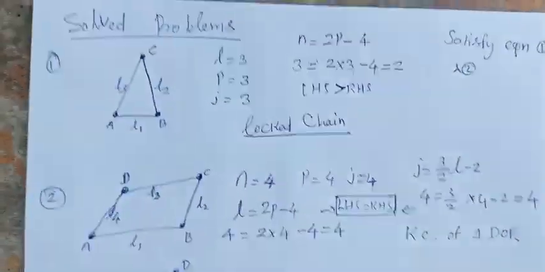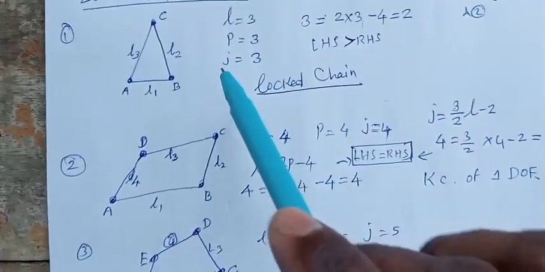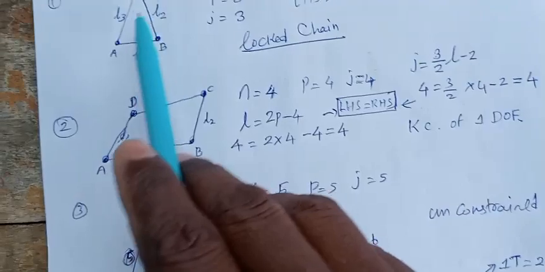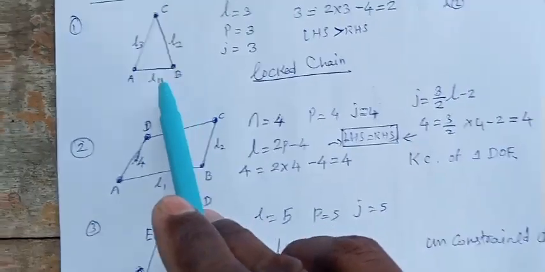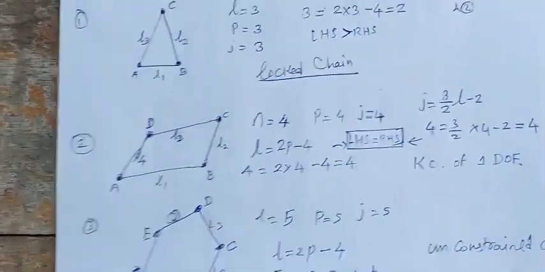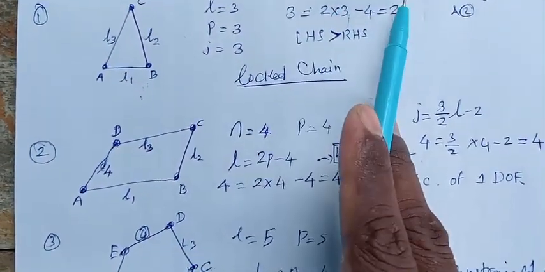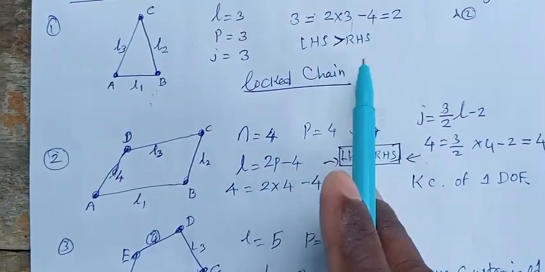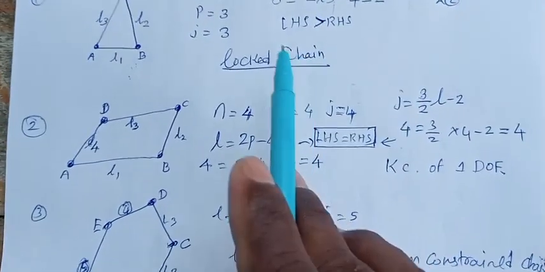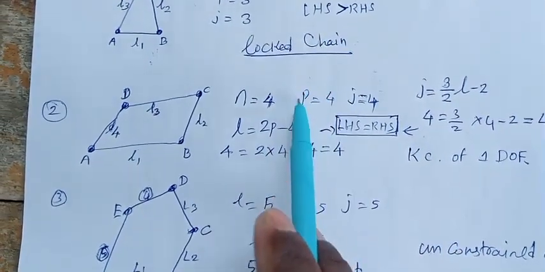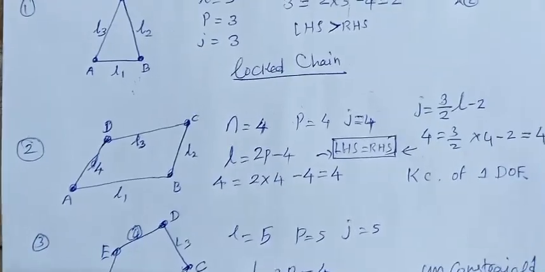Solved problems. Consider the first arrangement of three links. Here the number of links L equal to 3, P equal to 3 and J equal to 3. Links means L1, L2, L3, and pair means link 1 and 2 joined at B, that is called one pair. Like this we have three pairs. So the first formula for kinematic chain is L equal to 2p minus 4. So 3 is not equal to 2 into 3 minus 4, we got left hand side greater than right hand side. Now it's a locked chain. So the first structure is not a mechanism, it's a locked chain.